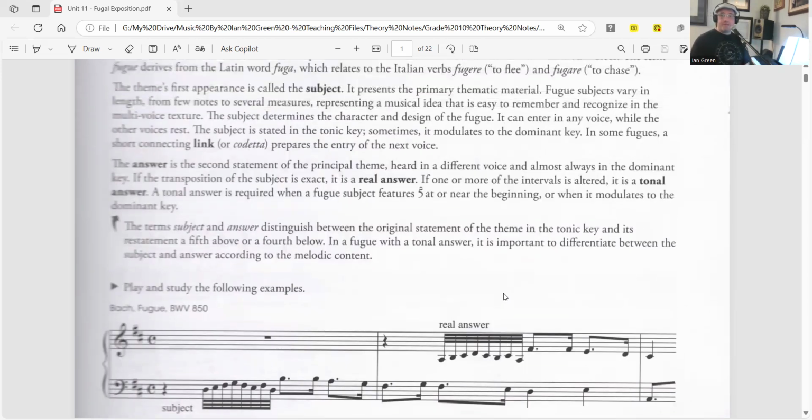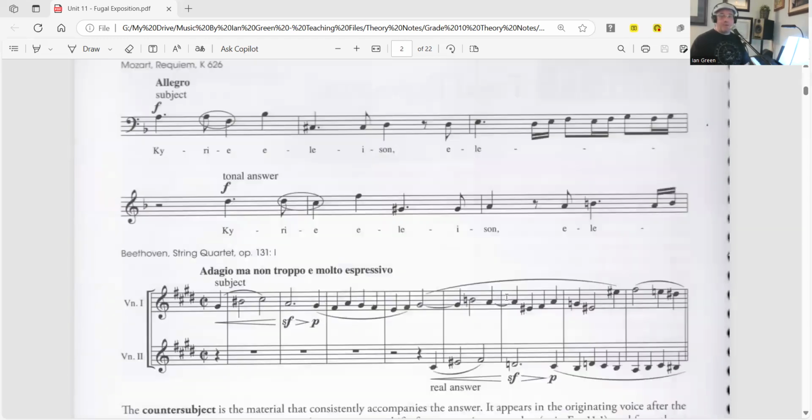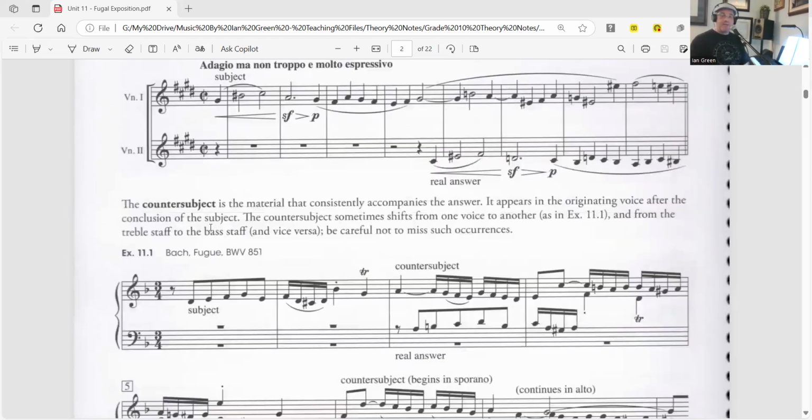Now, as well, there is something called the counter subject, which we want to also find. The counter subject is the material consistently accompanying the answer or the subject during the course of the fugue. The counter subject usually occurs after the first subject of the piece, because, of course, we can't have something accompanying something if there's only one voice at the beginning of each fugue. So usually the fugue starts with the subject with only one line of music happening, either in a treble clef or bass clef with keyboard music.